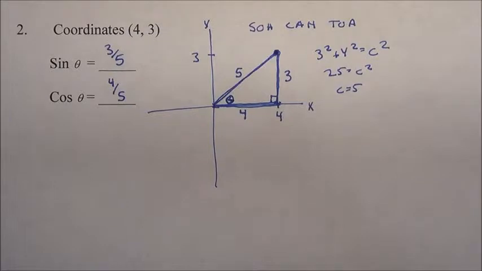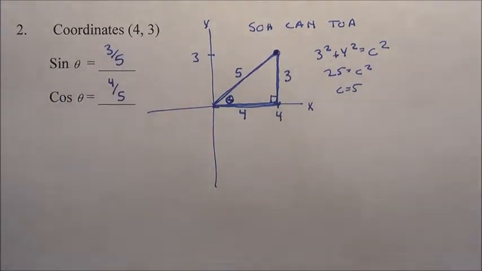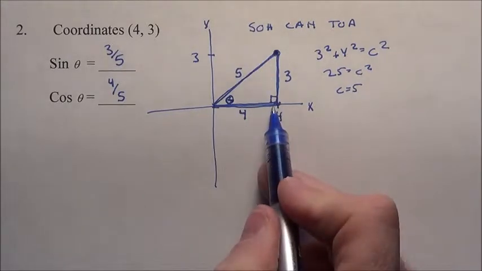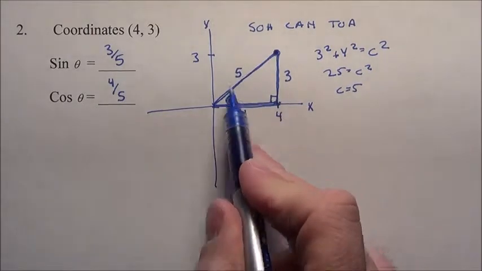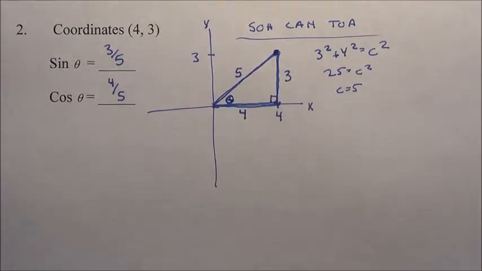And there you have the sine of theta and the cosine of theta when you're dealing with the coordinate 4, 3. Always just make your right triangle right in the distance, figure out your hypotenuse, and then you simply go to the SOHCAHTOA piece. Problem 2.